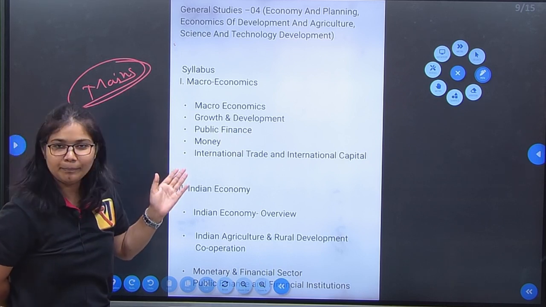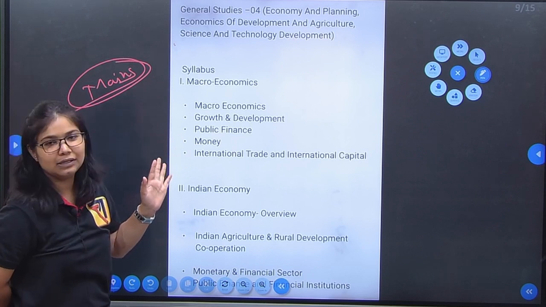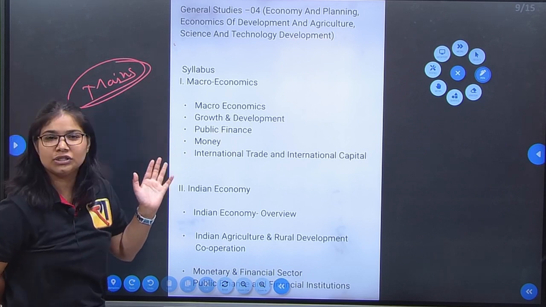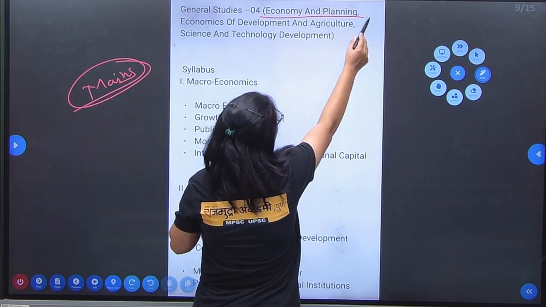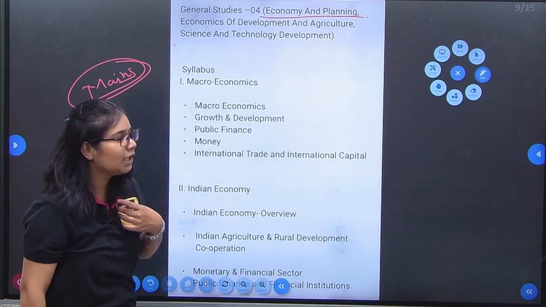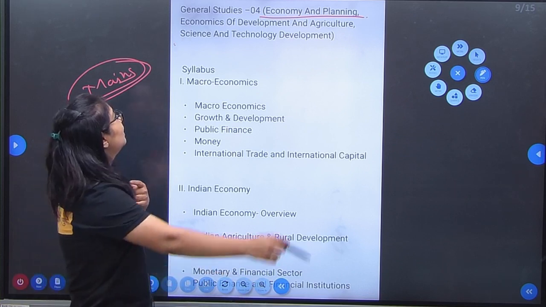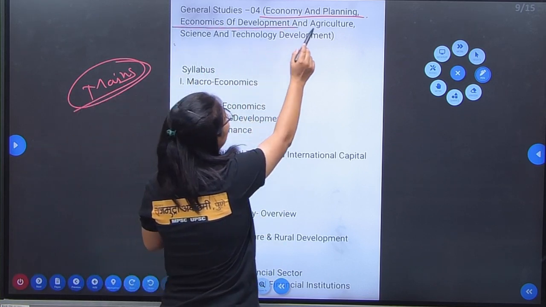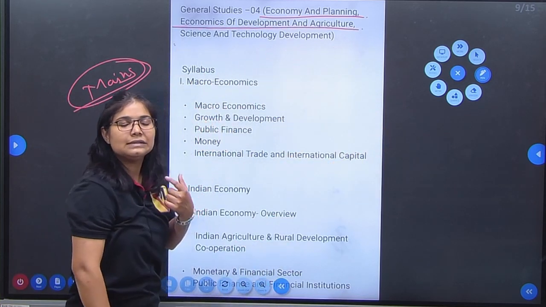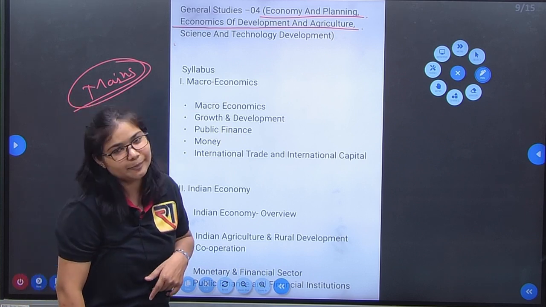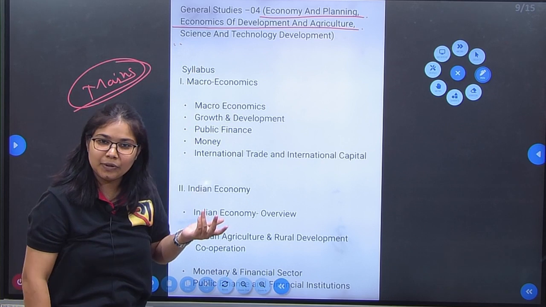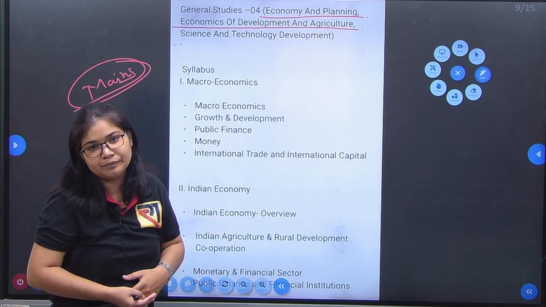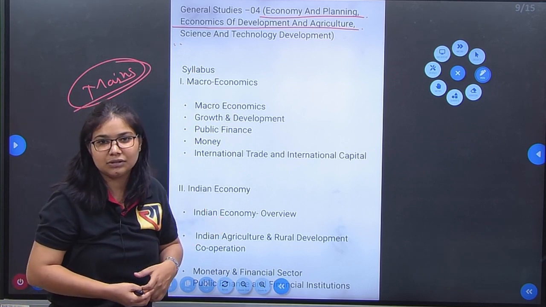The title of the last paper is Economy and Planning, Economics of Development and Agriculture, and Science and Technology Development. The Economy and Planning section is dealt by me. The next, Economics of Development and Agriculture, is also dealt by me. The science tech part will be dealt by another teacher.